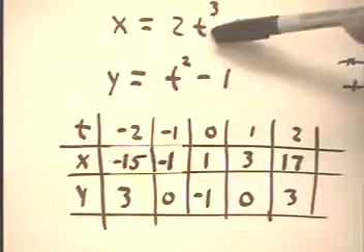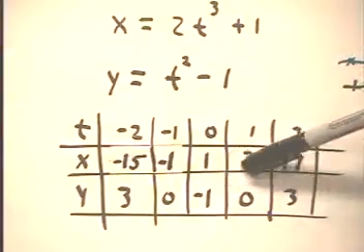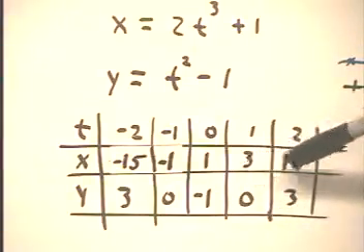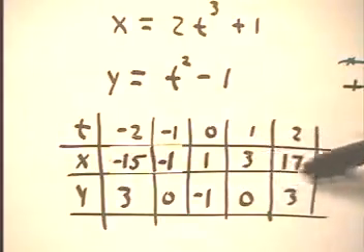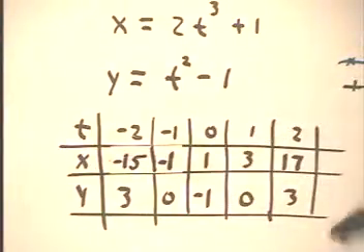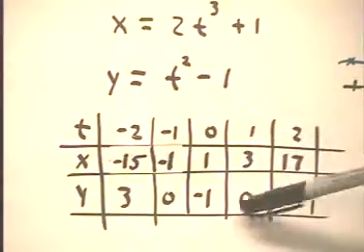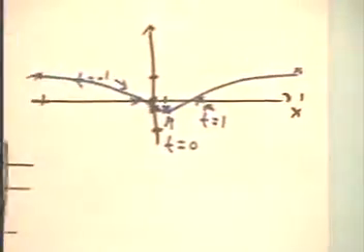Now, since the cube is a higher power than the square, the changes will increase. Remember, I had a change of 1, then a change of 3. Here it's a change of 2, then a change of 14. Not only will these changes increase as we move away from the t equals 0 point, but they'll increase faster than these will increase. And what's that going to do to the shape of the graph? Well, let's look at the graph.